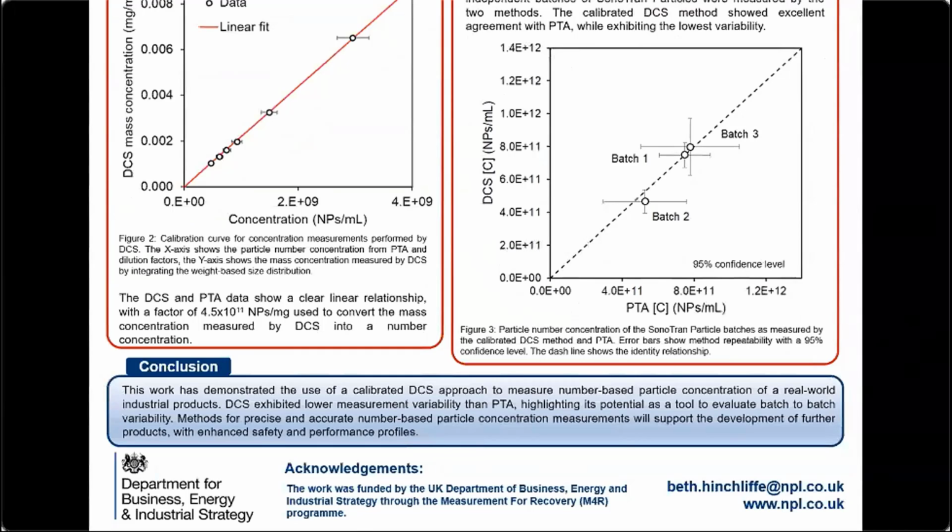To conclude, we have demonstrated using a real-world industrial product that we can use a calibrated DCS approach to measure number-based particle concentration. The DCS approach exhibited lower measurement variability than PTA and can potentially be used as a tool to evaluate batch-to-batch variability and support the development of products with enhanced safety and performance profiles.